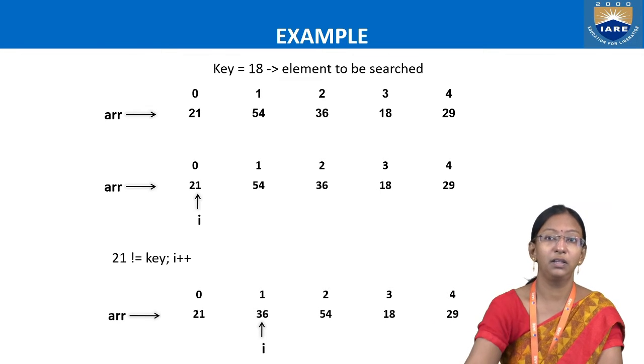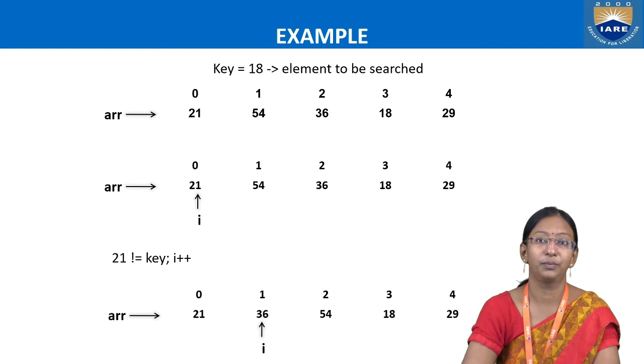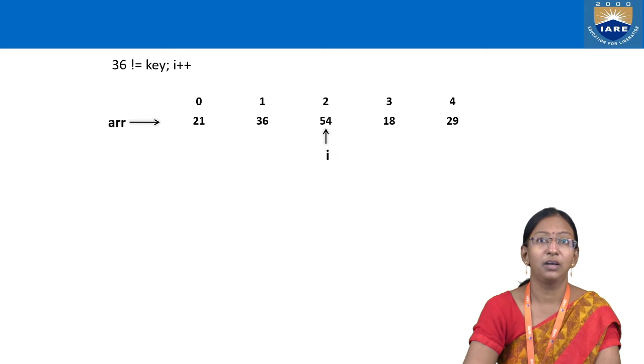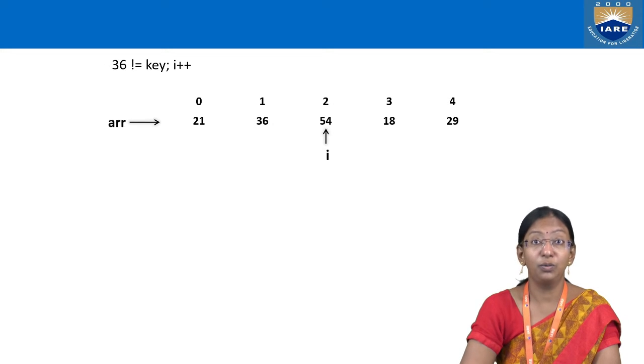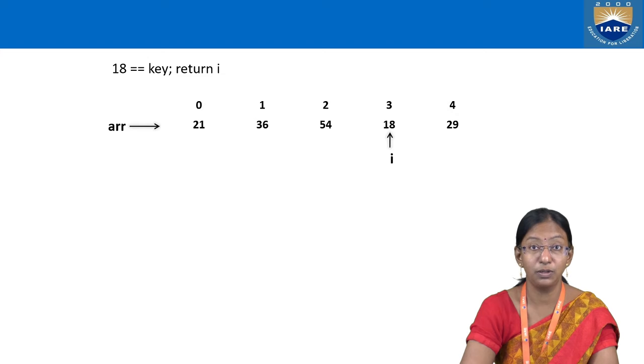Then increment the i value. Now your i is pointing to 36. Is 36 equal to your key? Your key value is 18. No, 36 is not equal to 18. So increment the i value. Now, is 54 equal to 18? No. Increment the i value. Is 18 equal to key? Yes, there is a hit.